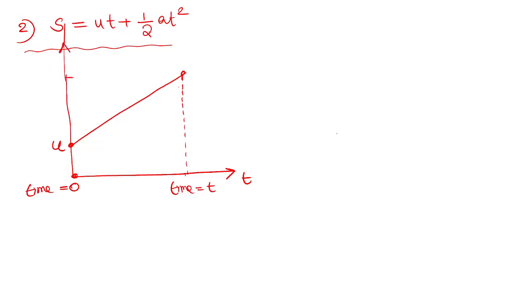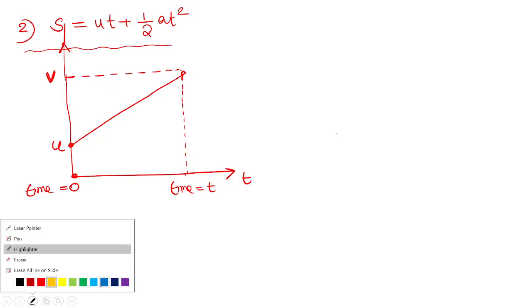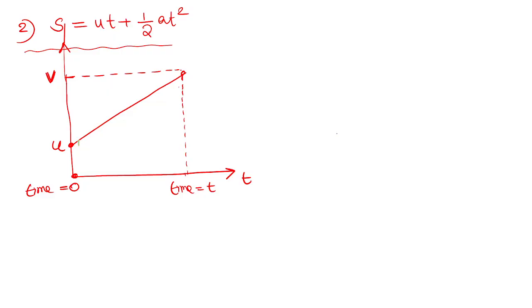The body will have the final velocity small letter v. I will repeat, don't worry. So the Vt graph is what? This one is the Vt graph. Let me highlight it. This is our Vt graph. This line, for a fixed acceleration, Vt graph must be a line.